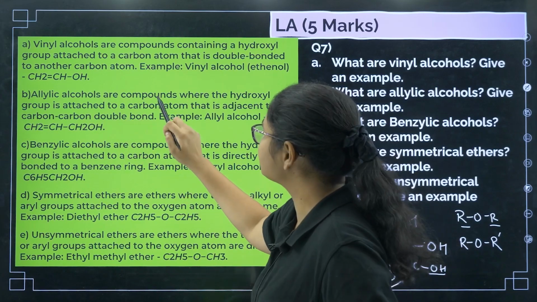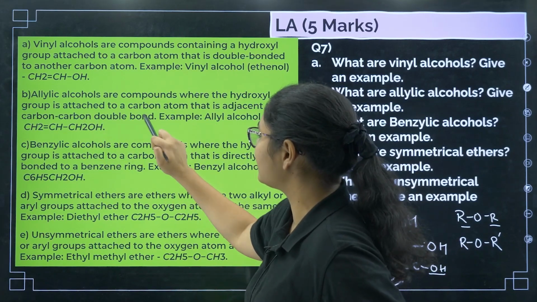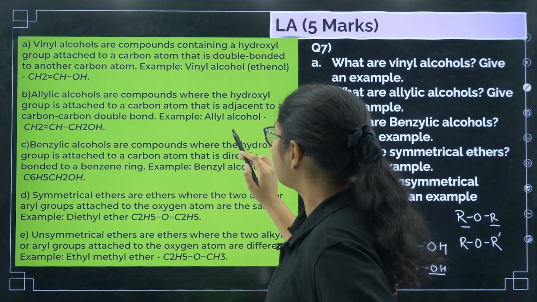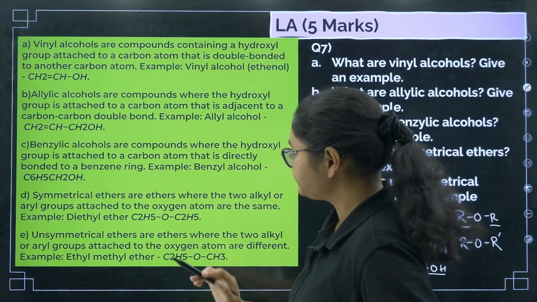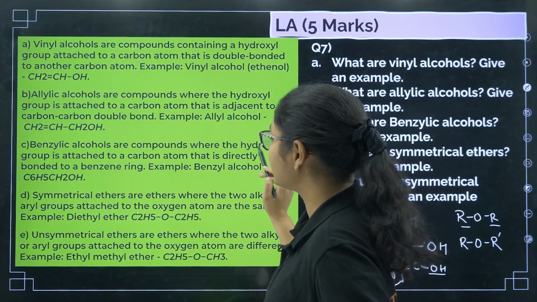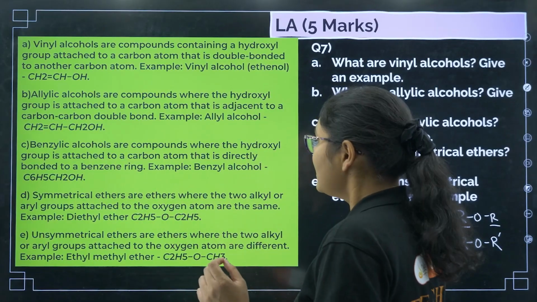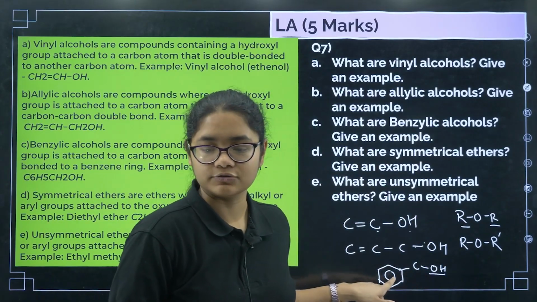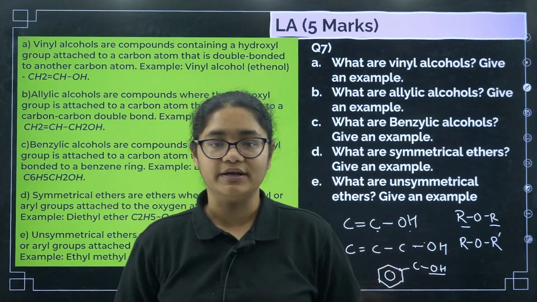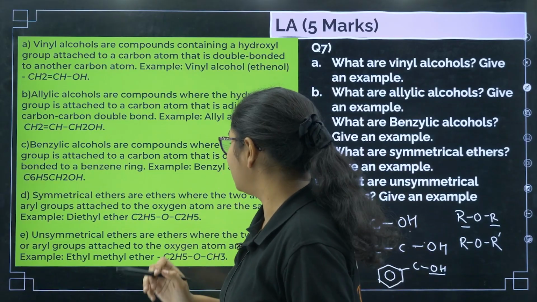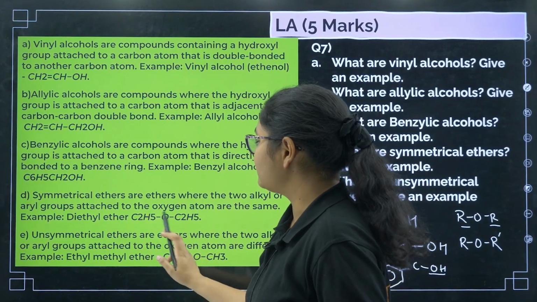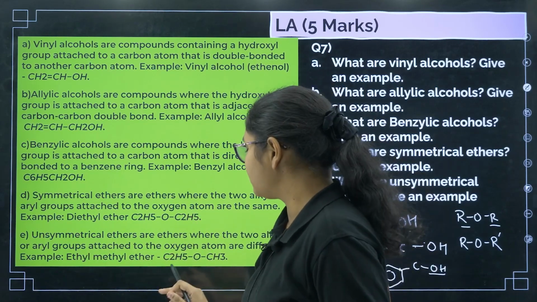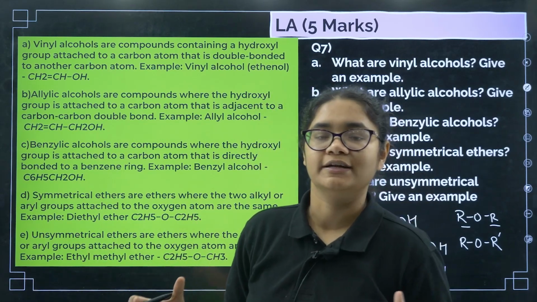Similarly, allylic alcohols are compounds where the hydroxyl group is attached to a carbon atom that is adjacent to a carbon-carbon double bond. This is your allylic alcohol. Benzylic alcohols are those where the hydroxyl group is attached to a carbon atom that is directly attached to the benzene ring. To that carbon, if any OH group is attached, then that is your benzylic alcohol. Symmetrical ethers have the same groups attached on both sides of the oxygen. Unsymmetrical means you have different groups attached on both sides.